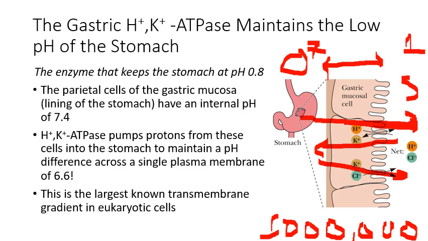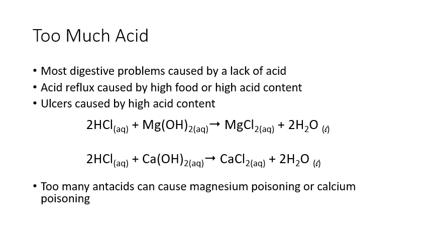So that's why we want to keep all the acid in your stomach. We want to make sure it doesn't go anywhere. But if you have too much acid in your stomach, that can cause a problem too. Some people have digestive problems because they don't have enough acid and can't break the food down. But if you have acid reflux or any kind of high acid content, you may have problems, either ulcers or throat problems, from having too much acid.